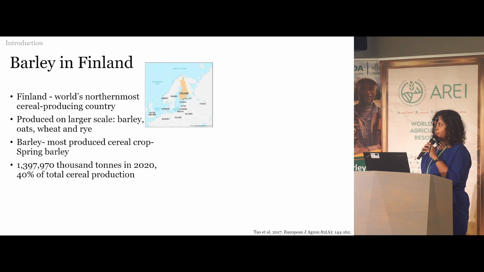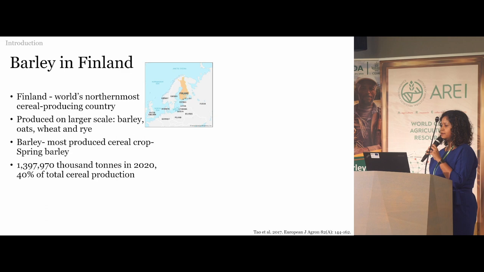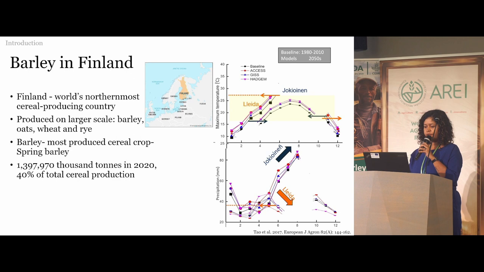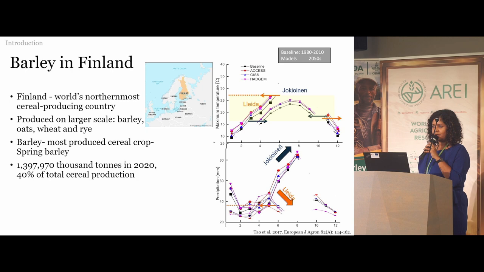Starting with barley in Finland. Finland is the world's northernmost cereal producing country, and barley is the most produced cereal crop in Finland, contributing 40% of the total cereal production. Now if we compare the weather of Finland with Spain, the summer in Finland is similar to the winter in Spain in terms of temperature. And the precipitation during summer in Finland goes high, and in Spain it goes down.